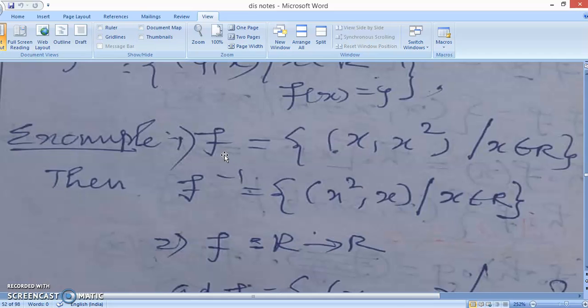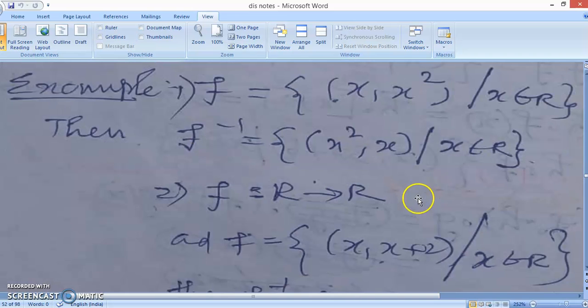So if f is a pair x comma x square such that x belongs to R, then f inverse is a pair where the elements are interchanging their places. x square will come first, and x will go behind. This is what we call the f inverse function.